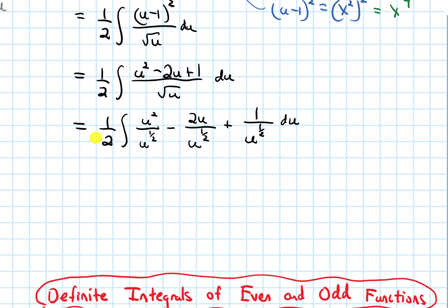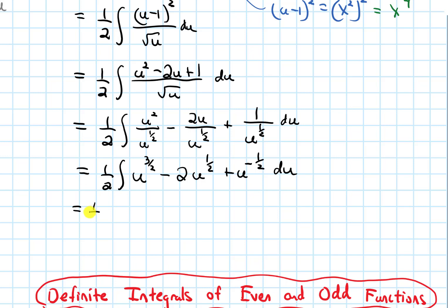Now this is nice because we can simplify each of these, and I'll get 1/2 times the integral. For u squared over u to the 1/2, I use the exponent property where we subtract the powers, and that gives me u to the 3/2. Then minus, the next term is 2u to the 1/2. And the last term becomes u to the negative 1/2 when I bring that u to the 1/2 up. du. Now we're ready to take this antiderivative.